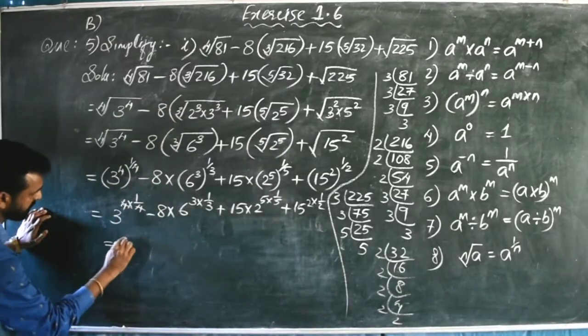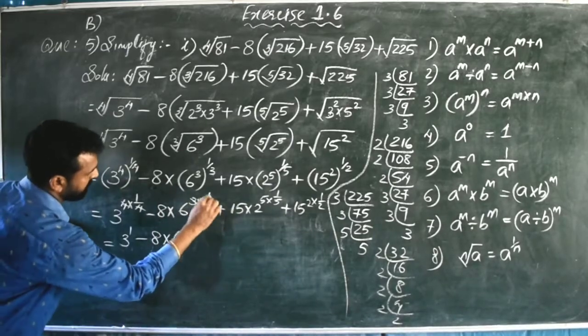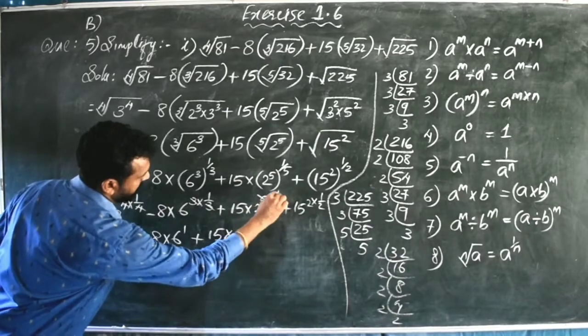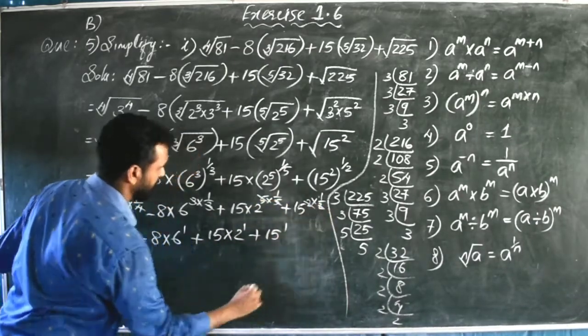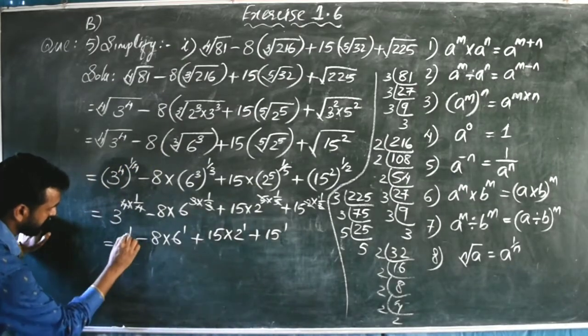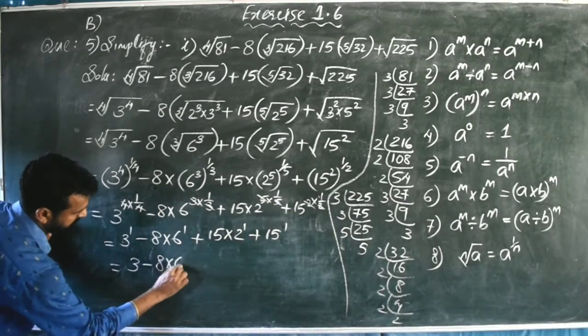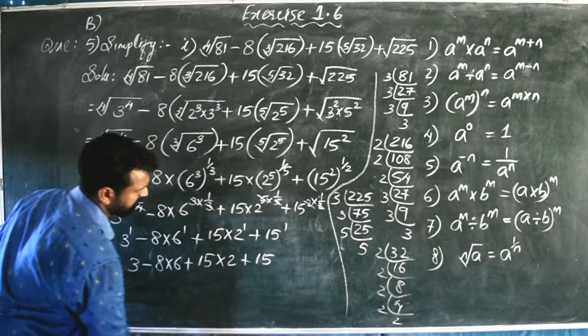4 we can cancel, that is equal to 3^1 minus 8 into 6^1 plus 15 into 2^1 plus 15^1. We can cancel everything in the exponents. That is equal to 3 minus 8 into 6 plus 15 into 2 plus 15.